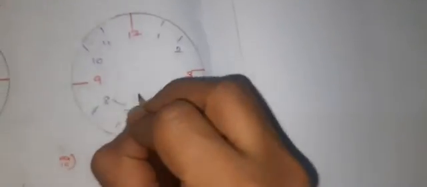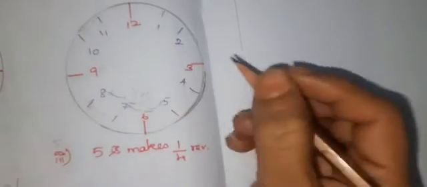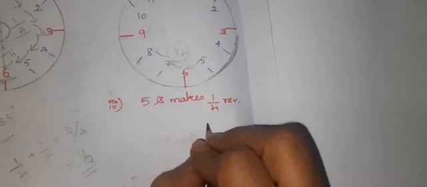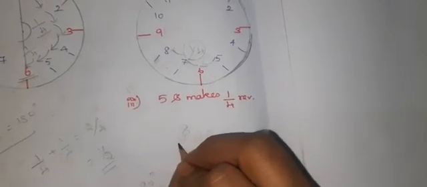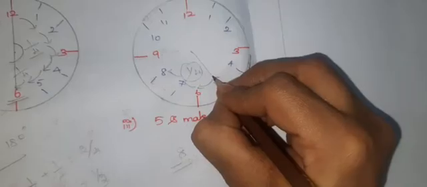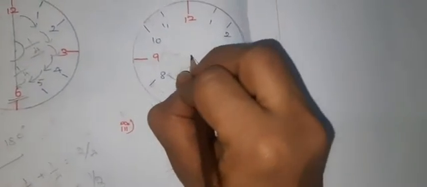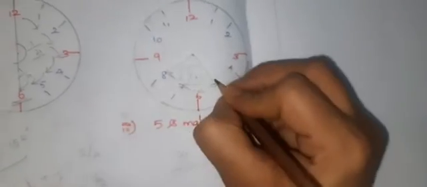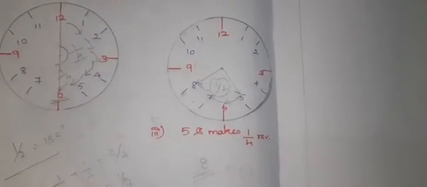So this forms 1 by 4 of the revolution. It starts from 5 and makes 1 by 4 of the revolution and reaches 8. So 8 is the answer. So from the center you are going to draw a line to the starting point and one more line which shows the ending point. So you are going to mark like this. The next 2 problems are your homework, students.